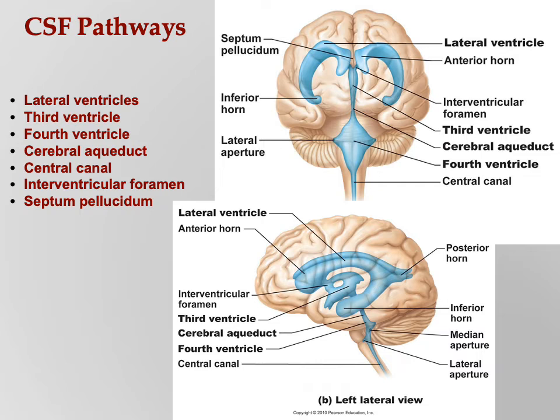Notice then in the lower part of the diagram, the third ventricle. So the two lateral ventricles communicate with the third ventricle via the interventricular foramen. You can see that in the lower diagram. So cerebrospinal fluid circulates all through the brain, so it flows from one place to another.